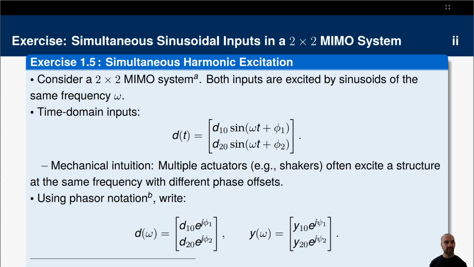Again, for example, 2 shakers on a wing panel: in-phase excitation can amplify bending, and out-of-phase excitation can amplify torsion. If you think about that plate example again, if you have both in phase, then you amplify bending deformation, and if they are out of phase, you amplify torsion deformation.